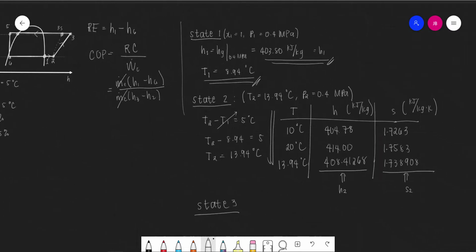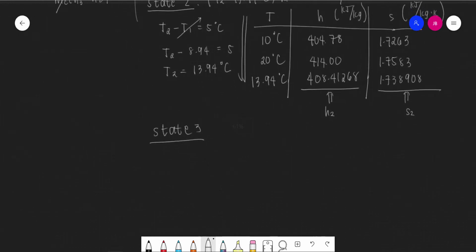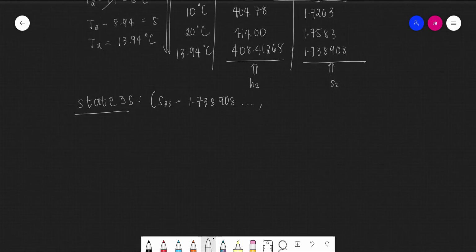So let's move forward by solving the state 3s. We know that the entropy here, S3s, is going to be equal to entropy at 1.738908 kilojoules per kilogram Kelvin. And then we know that the pressure here at state 3s is also the condenser pressure. You can take a look at your pH diagram and see that it is indeed 1 megapascal. So what do we do next here?